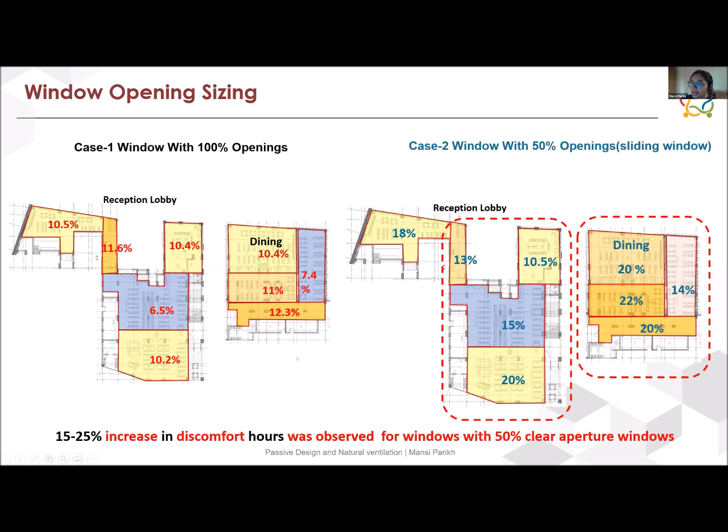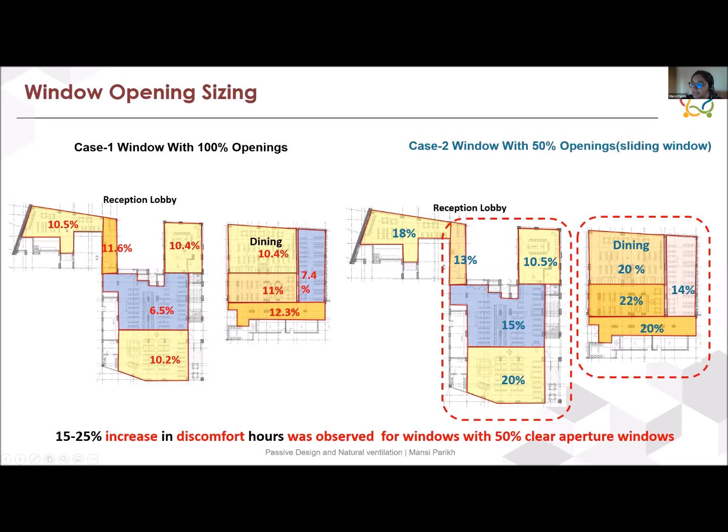So case 1 has 100% openable windows like side hung windows. Case 2 has 50% opening like sliding windows. And as you can see, these are discomfort hours. The percentage you see are the hours where the temperatures are more than 33 degrees centigrade across the year. It was observed that a 15 to 25% increase in discomfort hours was observed with windows with 50% clear openings, say for sliding windows.